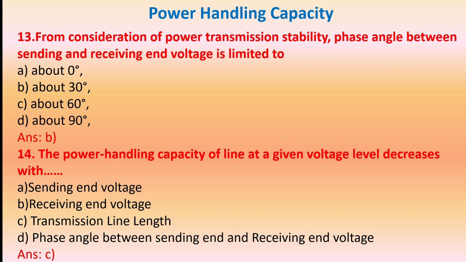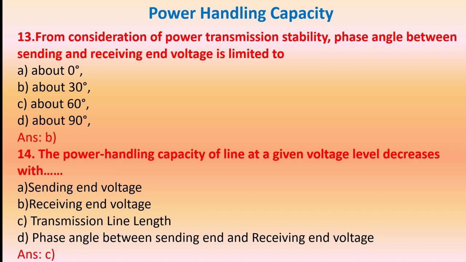Question 13. From consideration of power transmission stability, phase angle between sending and receiving end voltage is limited to option A, about 0 degree, B, about 30 degree, C, about 60 degree, D, about 90 degree. The answer is option B, about 30 degree, because when the delta is 30 degree, the system stability is maximum.